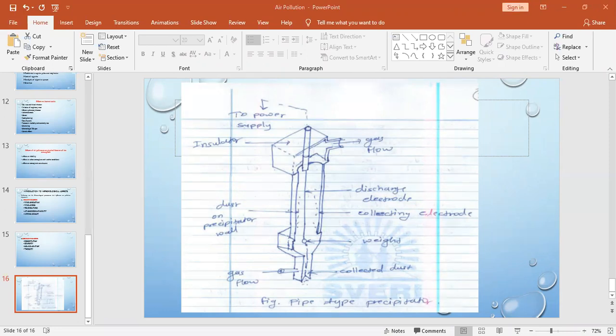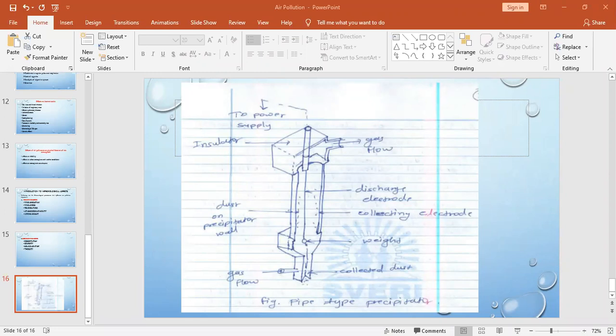Okay, now first of all, I would like to tell you what parts are included in this electrostatic precipitator. The electrostatic precipitator is a very important kind of equipment, and its efficiency is very high. It can help to remove very small particulate matter, even a tenth of a micron, by using this equipment. Now I would like to tell you what parts are included in this equipment.